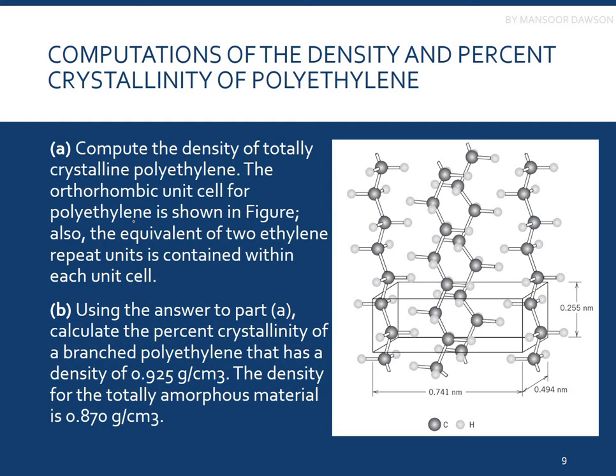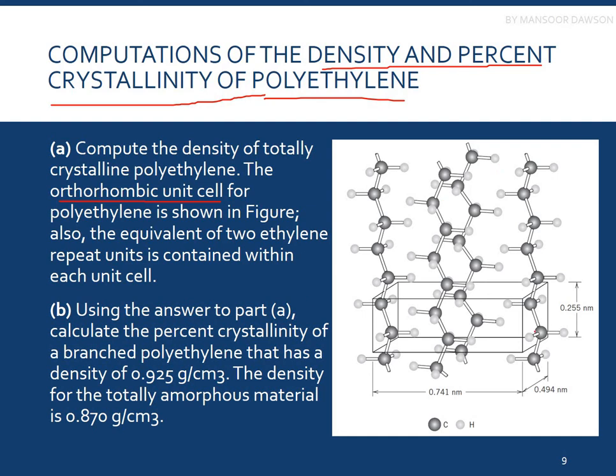So here is a question of polyethylene, in which we have to find the density and the percentage crystallinity of a polyethylene polymer. So we have 2 parts in the question. First is to compute the density of totally crystalline polyethylene. It has an orthorhombic unit cell. It does not have a cubic unit cell, so all these sides are not equal. You can see that all the sides are unequal, but the angles are at 90 degrees.